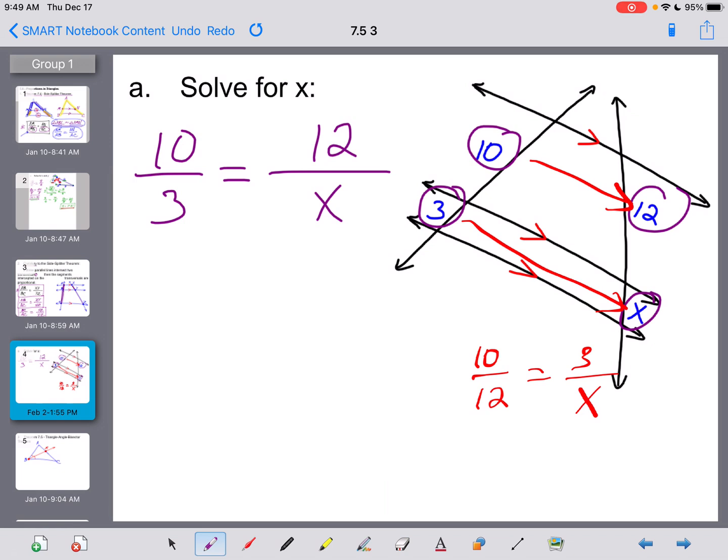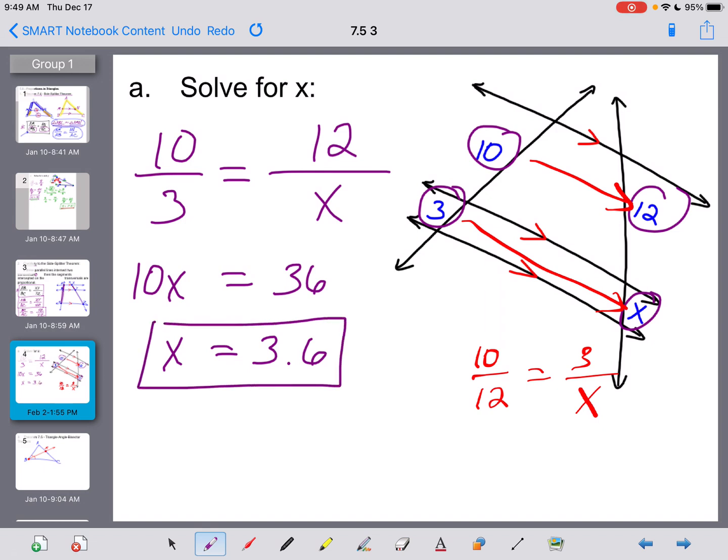Let's go back to the original one that I wrote and let's figure it out. The 10 times the x is going to be 10x. Look at me go. And 3 times 12 is going to be 36. And then we'll divide both sides by 10 and get x is equal to 3.6. Not an integer, but a pretty nice decimal to work with.